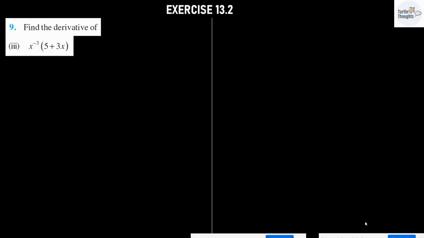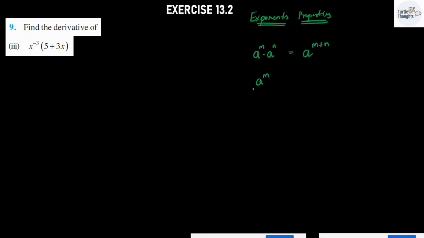Third question. X raised to the power minus 3 multiplied by 5 plus 3x. Before I start with this problem, you have to know one of the rules from powers and exponents. If you have same base with different powers multiplied with each other, then that can be taken as sum of the powers.